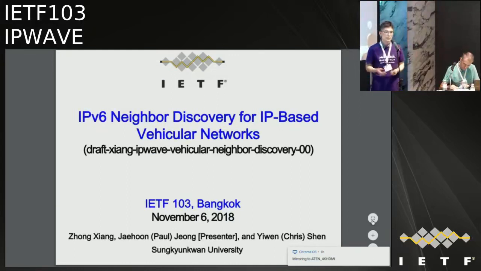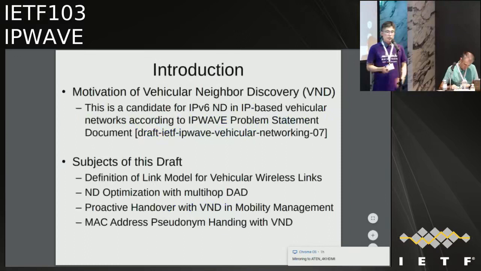This one tries to come up with some possible candidates for IPv6 neighbor discovery for IP-based vehicular networks. Zhong Shang and Chris Shen are my students. The motivation for vehicular neighbor discovery is that we need some concrete ideas. This is not necessarily a solution, but it can provide some guidelines for our further work. The subjects handled by this draft are the definition of the link model for vehicular wireless links, neighbor discovery optimization with multi-hop DAD, proactive handover with virtual neighbor discovery in mobility management, and MAC address pseudonym handling.